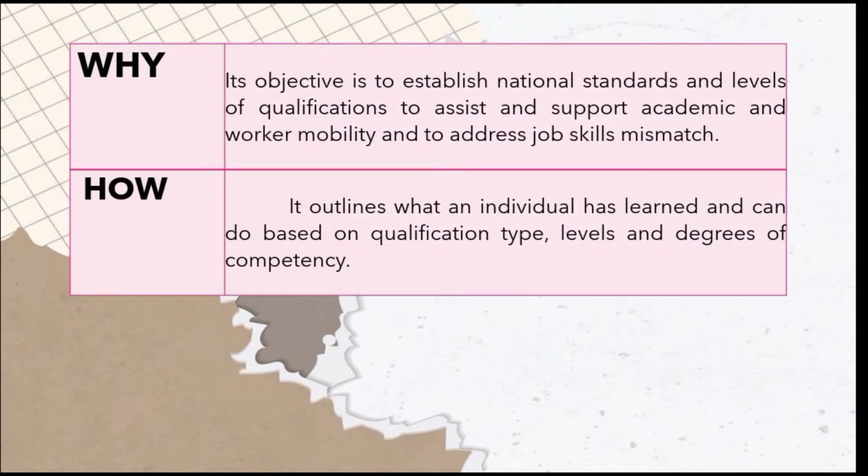So why? Its objective is to establish national standards and levels of qualifications to assist and support academic and worker mobility and to address job skills mismatch. How? It outlines what an individual has learned and can do based on qualification type, levels, and degrees of competency.